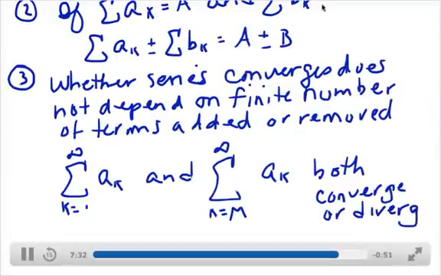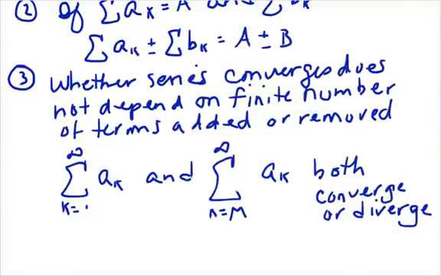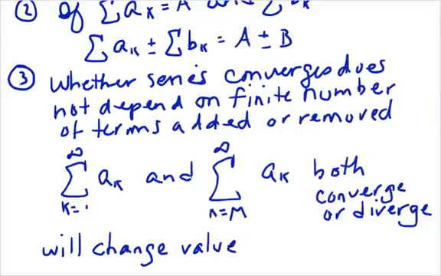So adding or subtracting a few terms when you're talking about an infinite series isn't going to change the outcome of convergence or divergence. However, and this is important, it will change the value of a convergent series. Obviously, right? Because you're going to be taking out a few terms or adding a few terms. So it's absolutely going to change the value of a convergent series, but not whether it converges or diverges.